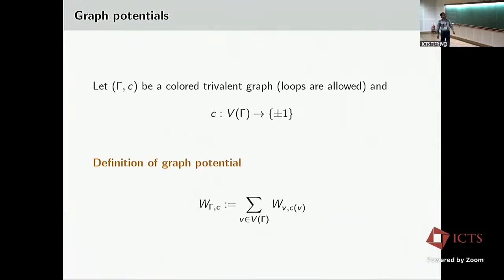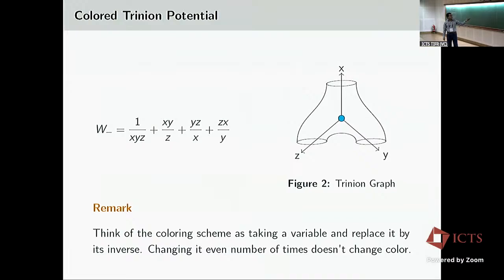Okay, and this is the definition of the potential that we found: to the graph that defines the toric degeneration, you assign this. For every vertex, you have this vertex potential, and then you sum over all vertices.